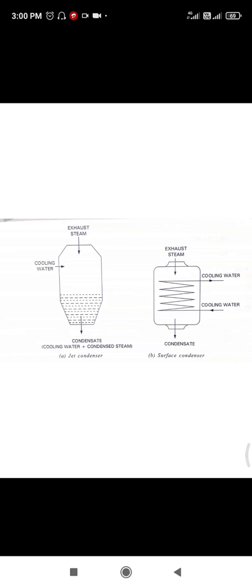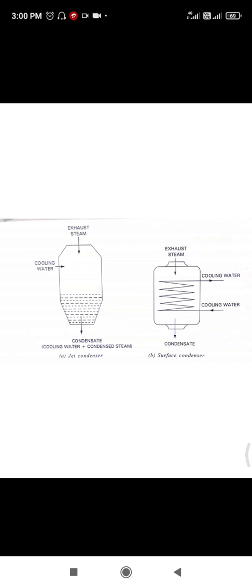Let's see the difference between jet condensers and surface condensers. The main difference is that the jet condenser is also known as the direct type, contact type, or mixer type, whereas the surface condenser is known as the indirect type. In jet condensers, water and steam are in direct contact, whereas in surface condensers, water and steam are not in direct contact.